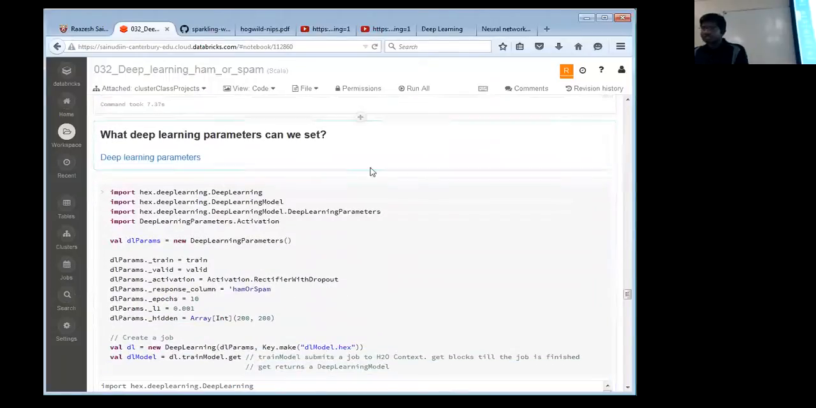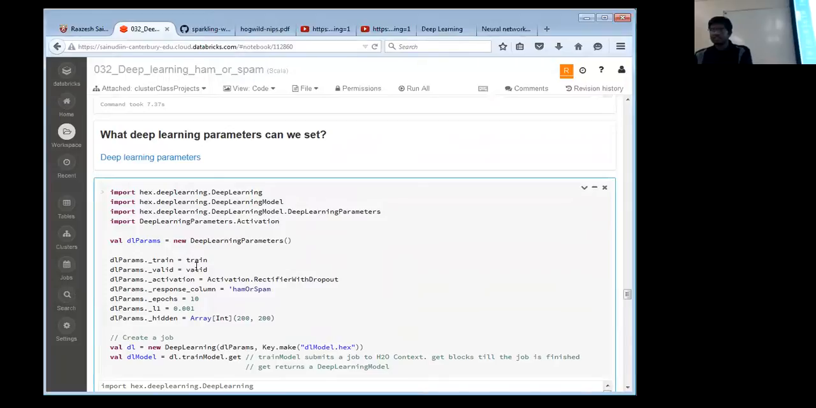Once we get the training and test data sets, we set the parameters to our model. We can set that using the deep learning parameters class. So this is the training data set, the test or validation data set.